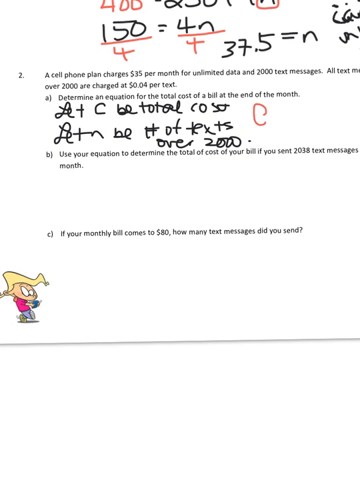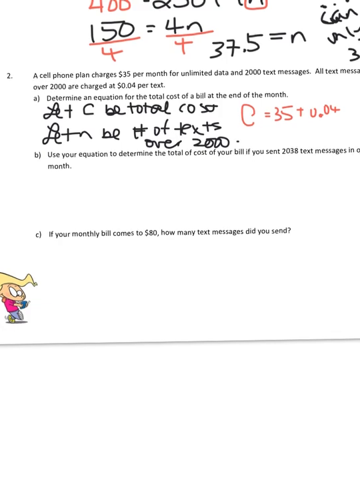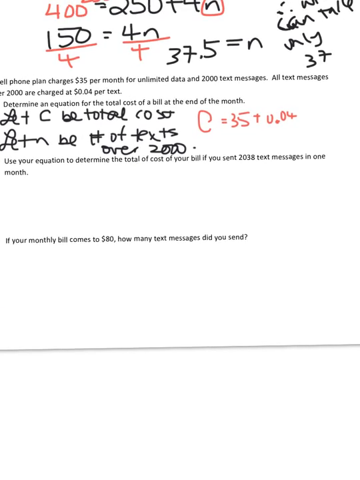Here's our total cost, C, and we're going to go 35 for the month plus 4 cents, so 0.04, times n. So the number of texts here times n. So if I'm under 2,000, then I'm going to have a 0 here because I don't have to pay extra, and my total will only be $35. If I'm over 2,000, that's when we start plugging numbers in here.